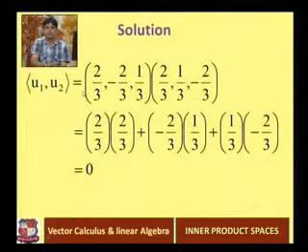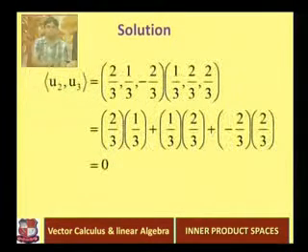For that we simply write the inner product of u1 and u2, which is nothing but the dot product of the two vectors u1 and u2. The elements of the u1 vector and the elements of the u2 vector, and their dot product is 2/3 into 2/3 plus minus 2/3 into 1/3 plus 1/3 into minus 2/3, and the resultant value is 0. So the inner product of u1 and u2 is 0, which means vectors u1 and u2 are orthogonal.